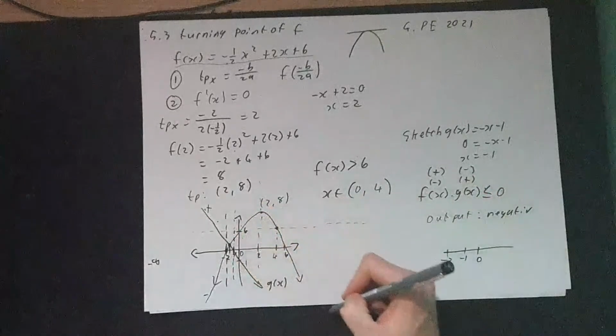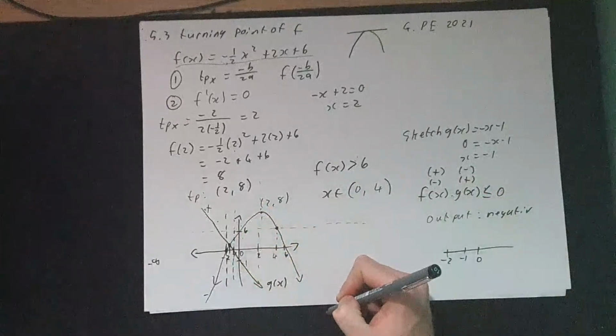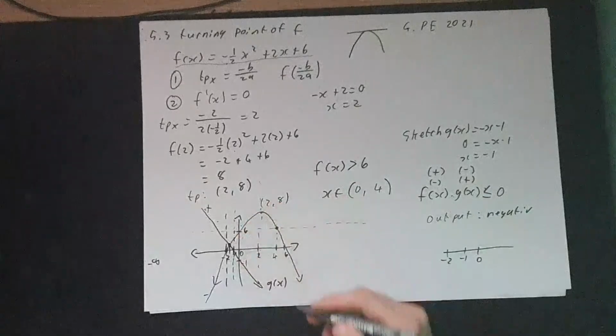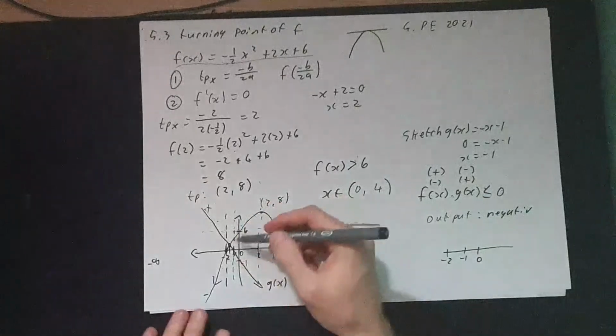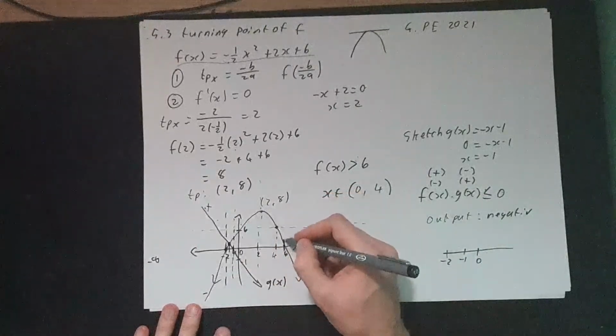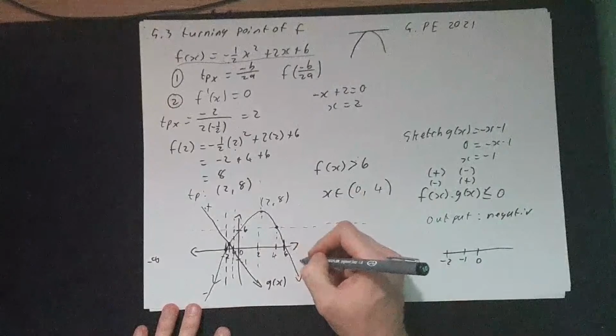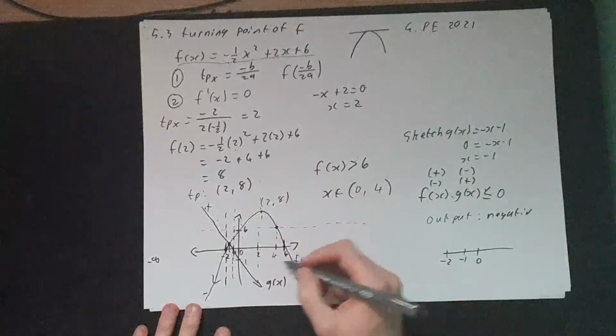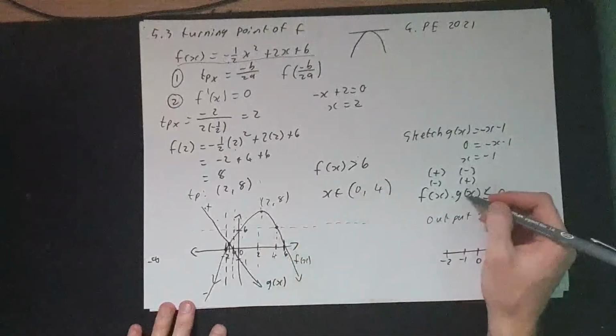This is going to continue on forever. They will intercept somewhere down here, but let's have a look. This is all positive values up until I get to 6. After 6, f of x becomes negative and g of x is negative, which means this becomes a positive.